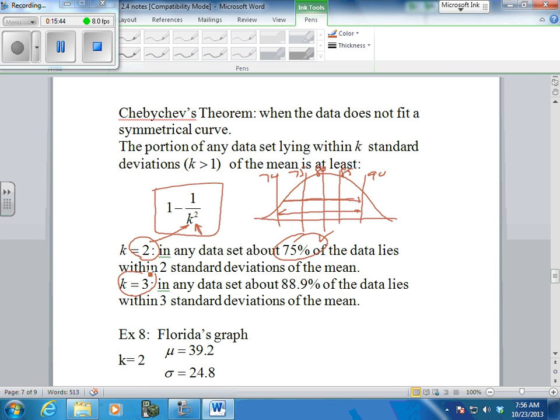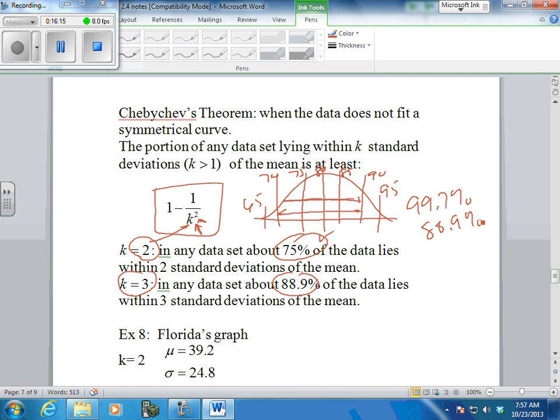So now if I say my plus or minus 3 should be 99.7%, if I'm from 95 to 65, I should have 99.7 because it doesn't fit a normal curve. I take my 3 and I plug it in here, and I come out with about 89%, 88.9% of the data. So where I would say 99, I'm saying 89, 88.9%. It gives just a little bit less.